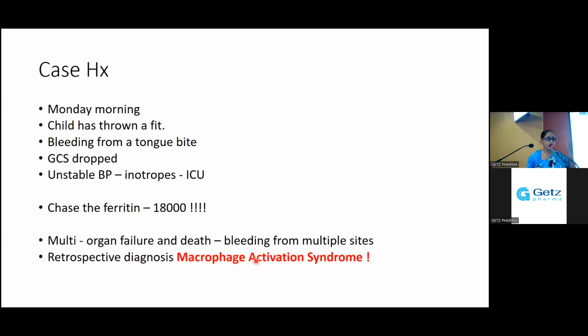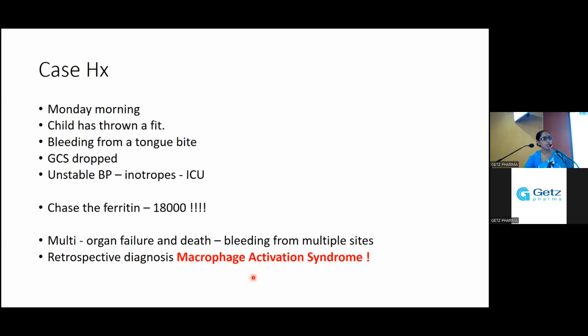You can read 100 papers on macrophage activation. She was beautifully elaborating what is there in the diagnosis criteria and all that. That doesn't mean a thing if you haven't seen. So this shook me. And then he went on to have multi-organ failure and death followed. He bled from all the possible orifices. He even bled through his eyes.